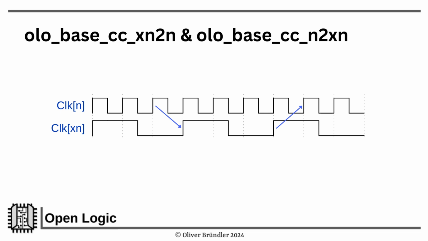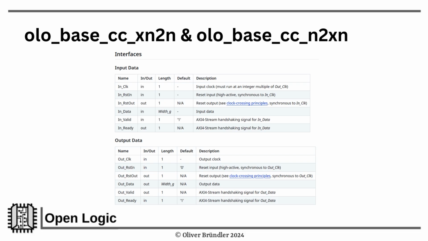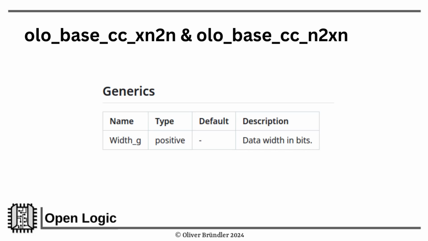The clock crossings ensure that no data is duplicated or dropped, and they also correctly propagate back pressure from the destination clock domain to the source clock domain. As you might expect, the interface contains fully handshaked data, including valid and ready signals on both clock domains. Because no synchronizers are required in this case, we also don't have any sync stages generic, and we can only configure the width of the data bus.